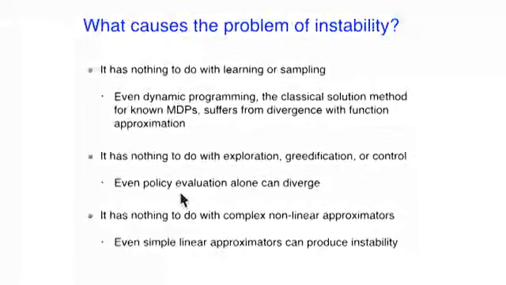It's not really even that interesting to look at. But those examples are just given a fixed policy, a simple function approximator, a particular choice of features, and a particular choice of rewards and dynamics, and the parameters diverge to infinity. And that's for a simple linear approximator. We'll have instability. So it's nothing about complex nonlinearity. Okay, so what causes the problem if it's not these things?